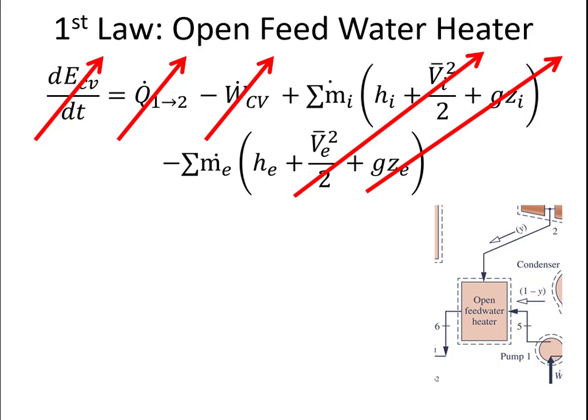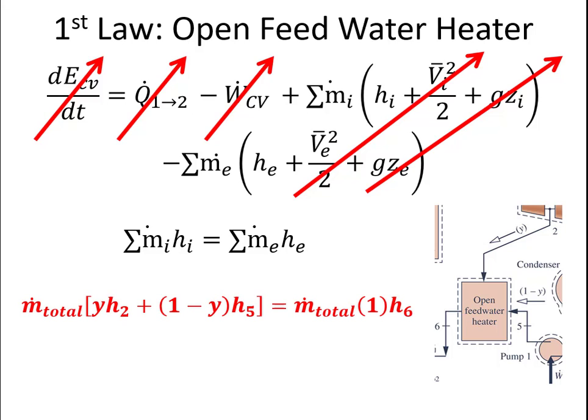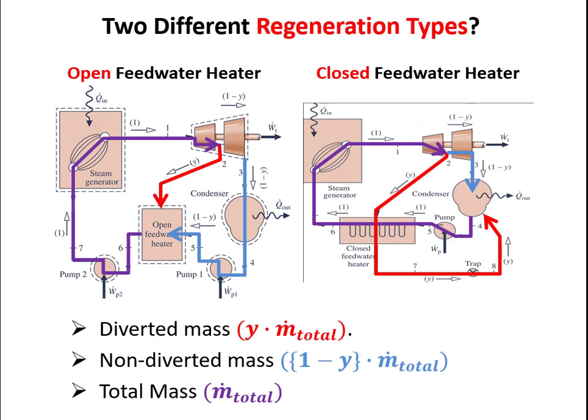We can neglect the change in kinetic energy and the change in potential energy. And we find that the sum of m dot in h in is equal to the sum of m dot out h out. We can work this out because we know what's going on in our system, and I can get an expression for Y. So that's how we deal with open feedwater heaters.